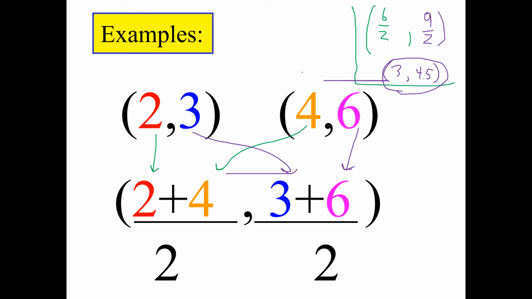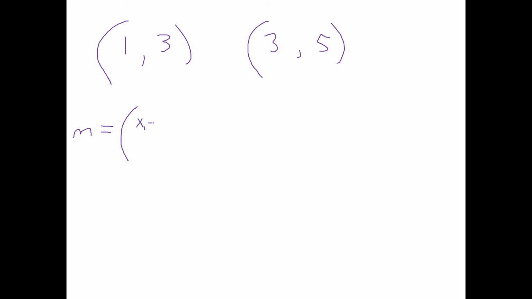So let's try practicing that with just some random numbers that pop into my head. Okay, so I'm going to give myself 1, 3. Then I'm going to give myself 3, 5. That should work out pretty evenly. So the midpoint formula says the midpoint is equal to x1 plus x2 over 2. That's for the x coordinate. Now for the y coordinate, we have y1 plus y2 over 2.